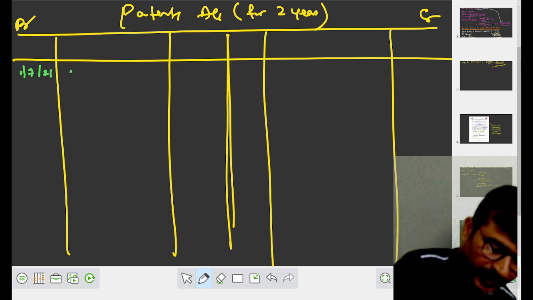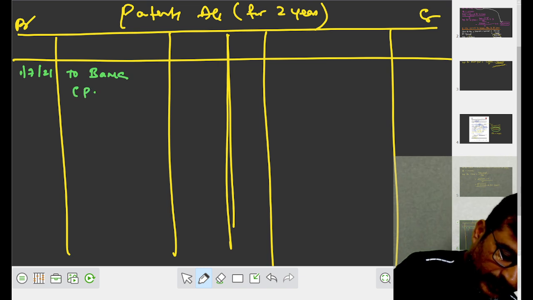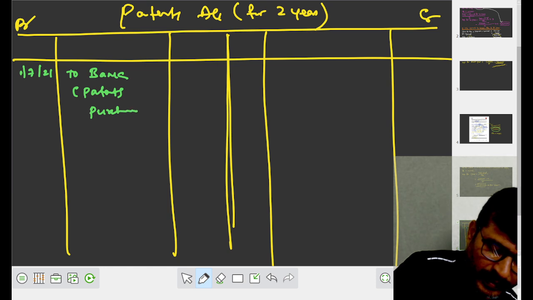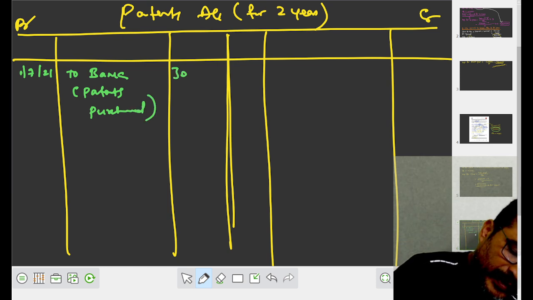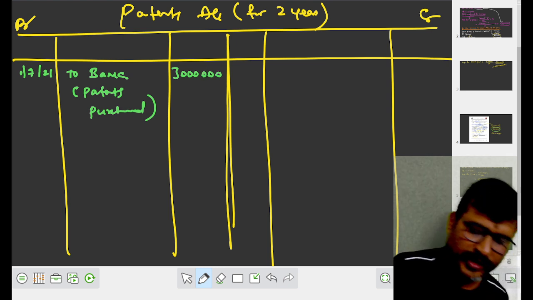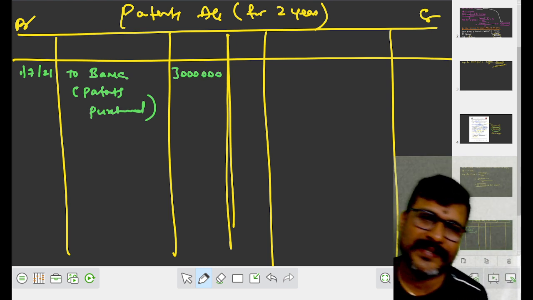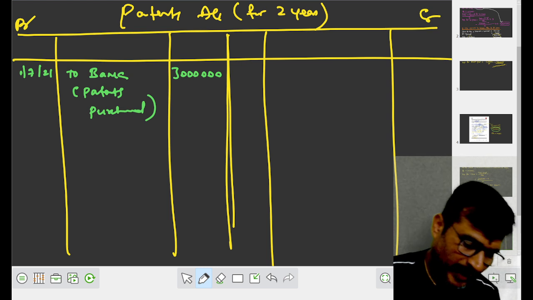1st July 21, to bank, patents purchased, including the registration charges, it comes to rupees 30 lakhs. Am I right? We have to close.